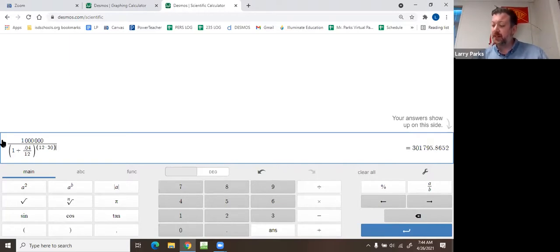$301,795.87. You could include the cents, 87 cents. That's how much money you would need to put in the account now to have $1 million after 30 years.